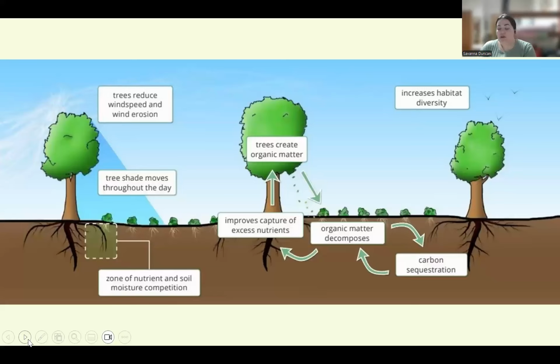You can see that these trees create organic matter. They drop organic matter, which can decompose back into the soil, which is part of the whole nutrient cycling process here. The trees can improve capture of excess nutrients, especially if you're using fertilizers for your annual crops. Trees obviously are fantastic at carbon sequestration, and they also increase habitat diversity, which can be a really major benefit, but it can also be quite a detrimental drawback depending on what wildlife you're attracting and what production system you're working with. This is an issue that I've seen farmers talk about a little bit in my research.